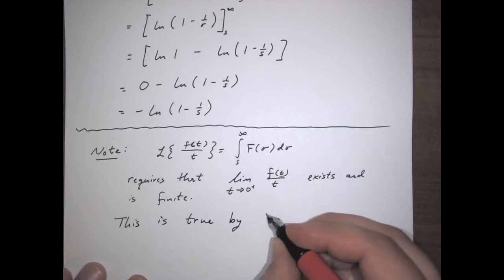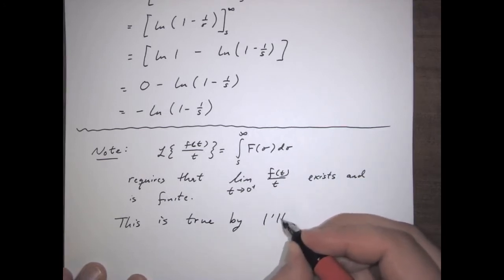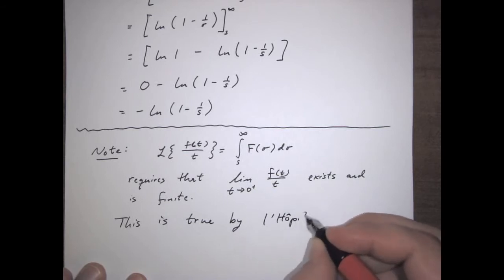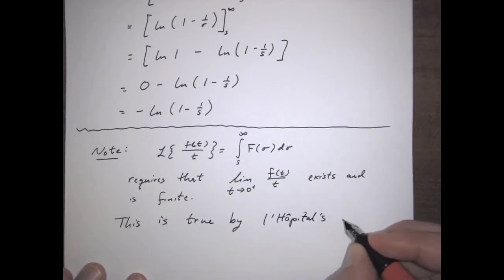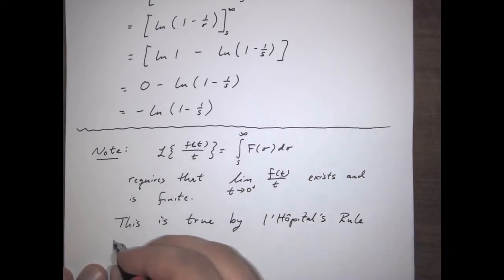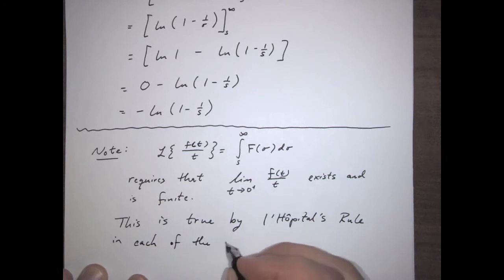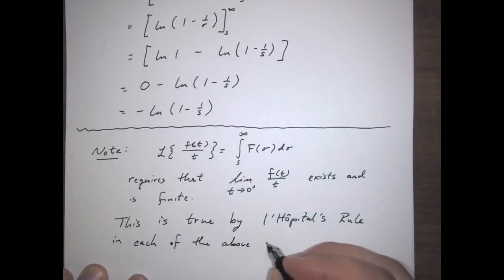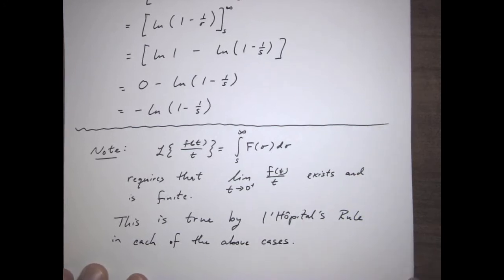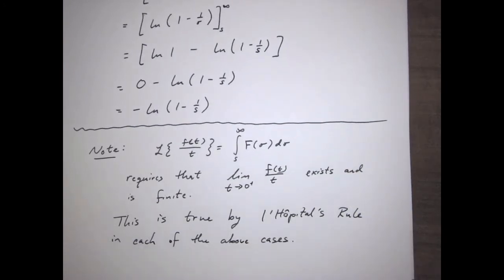This is true by L'Hopital's rule, in each of the above cases. So you're not going to be given one where this isn't satisfied. It's just in the record that this has to be true in order for this to be valid. But it won't ever come back to bite you should you neglect it.